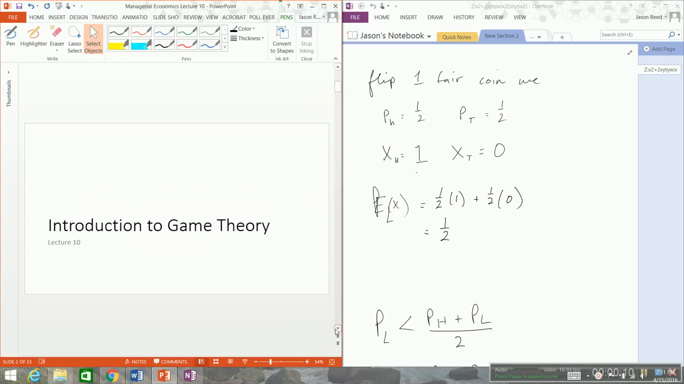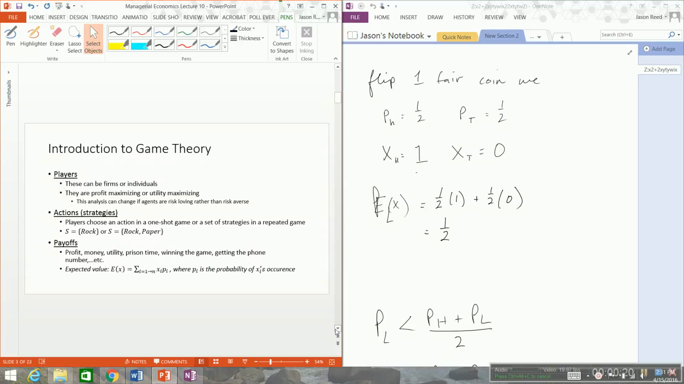And so we're going to begin with our idea of game theory and how we can introduce some of the defining characteristics of what we see in a game. So for any game to exist, we need three things. We need players, actions, and payoffs. So players, we can think of these as either firms or individuals. Now these firms or individuals are going to be acting rationally. That means they're going to be profit maximizing or utility maximizing.